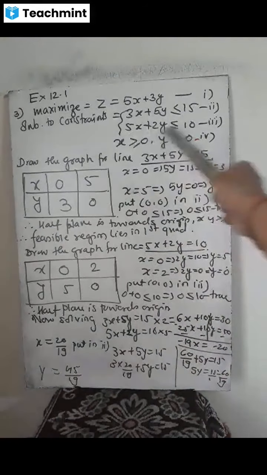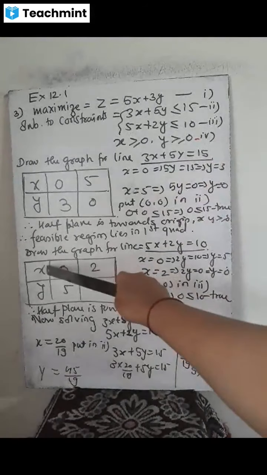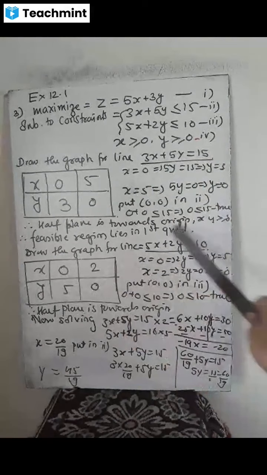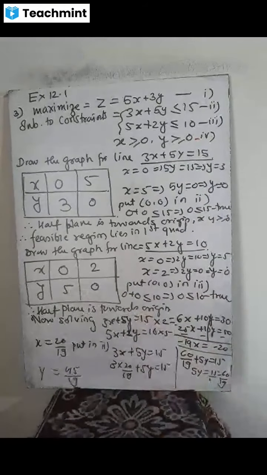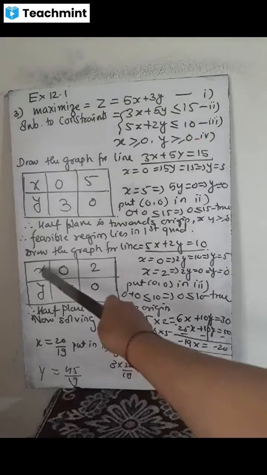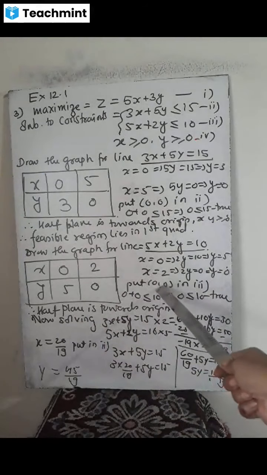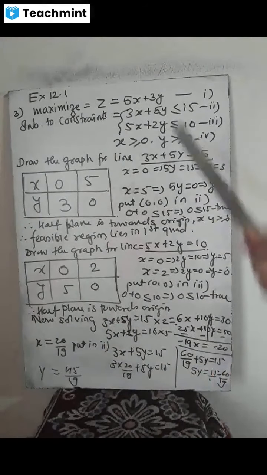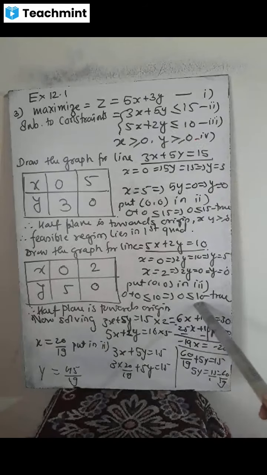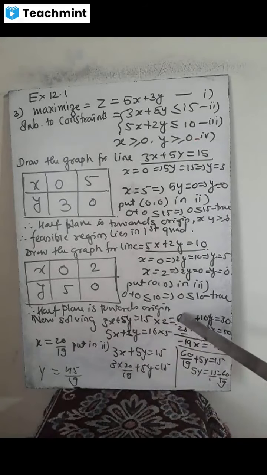Then for the second constraint 5x + 2y = 10, again putting x as 0 and solving, we get y as 5, and for x = 2 we get y as 0. Again putting x and y as 0 in equation 3, we get 0 ≤ 10, so this is again true. So half of the plane is towards the origin.